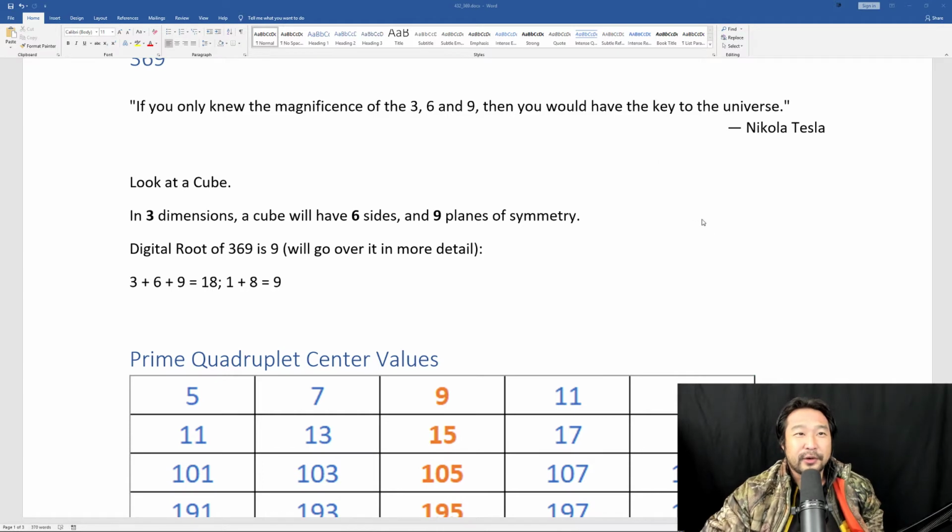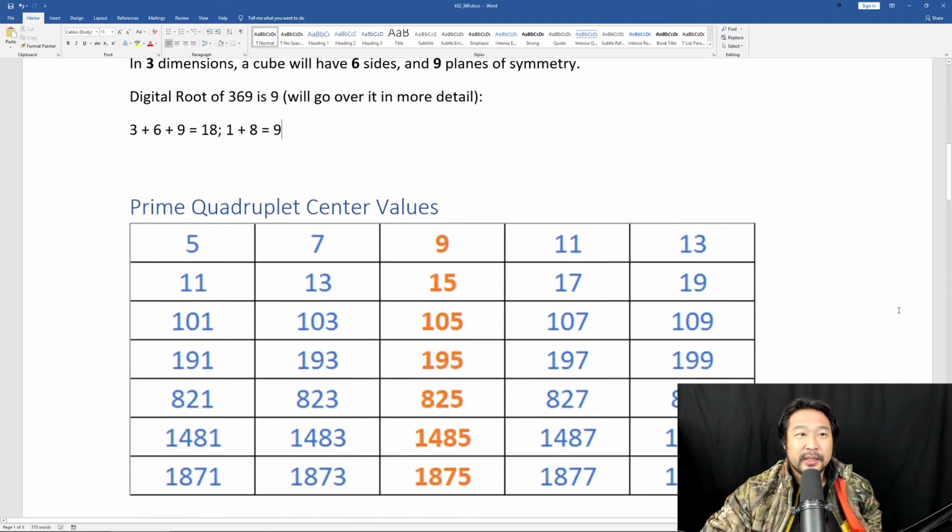So now if we go over and get the digital root of 3, 6, and 9, it's 9. So 3 plus 6 plus 9 equals 18, but now we gotta add the single digits again. So 1 plus 8 equals 9. That's what digital root is.